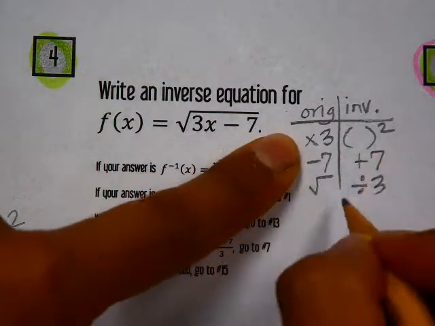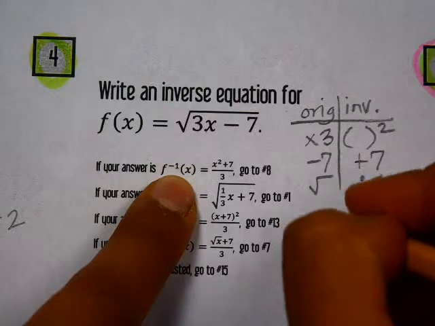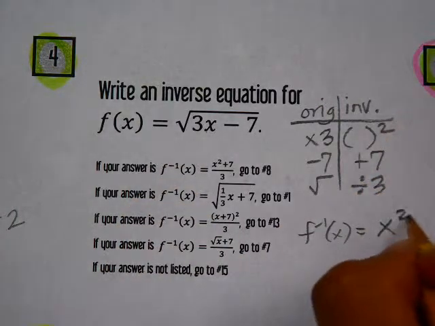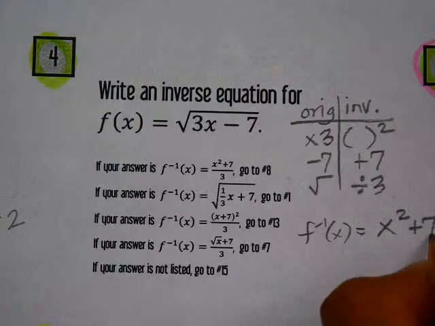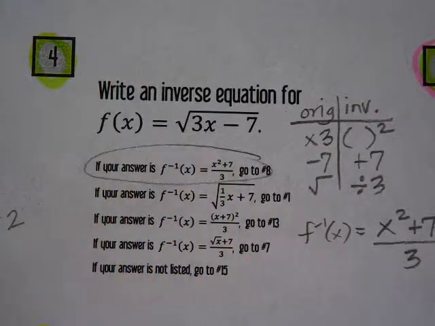Writing a new function for that, the notation here, f negative 1 of x, that means the inverse of f. We want to square the x and then add 7 and then divide that entire expression by 3. So we get this first one here.